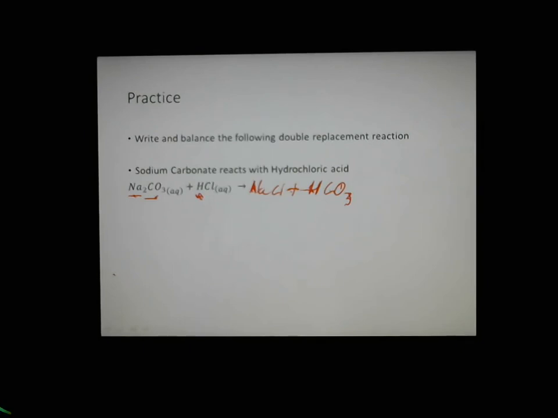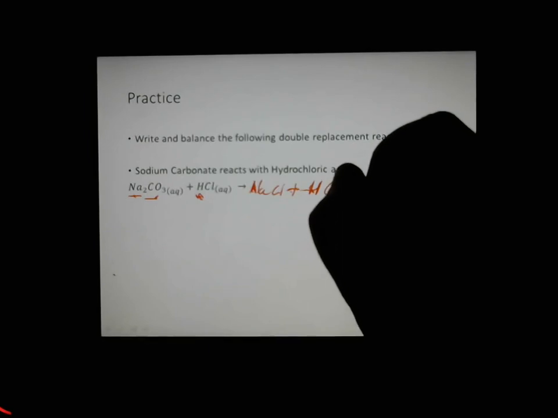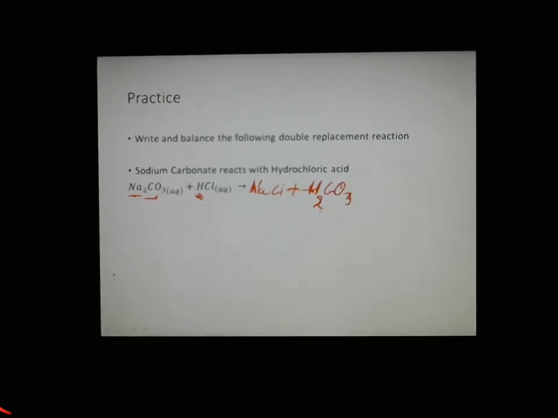We need to balance our compounds. So we have here Na, which is an alkali metal, +1. We have chlorine, that's a halogen, -1, so that's okay. But here we've got hydrogen, which is +1 because it's in that first column. We've got our CO3, our carbonate molecule, which we learnt last week was -2. So we're going to need an extra hydrogen there to balance off the carbonate.